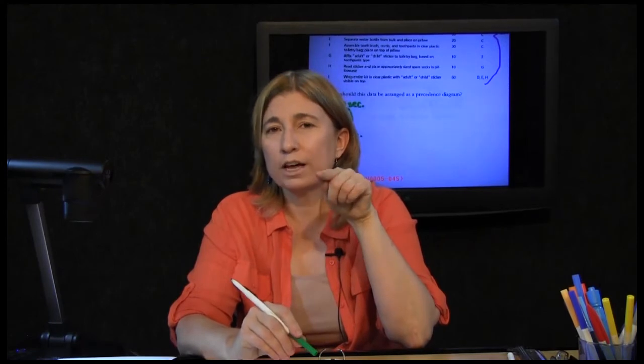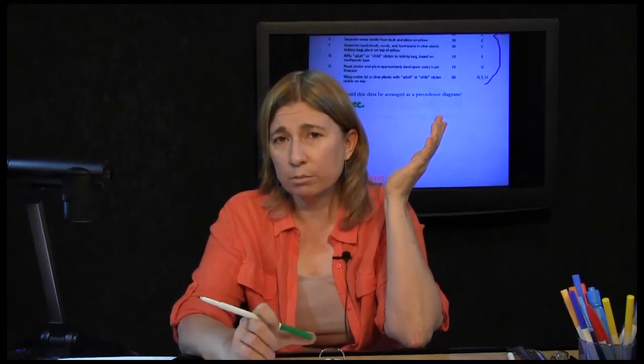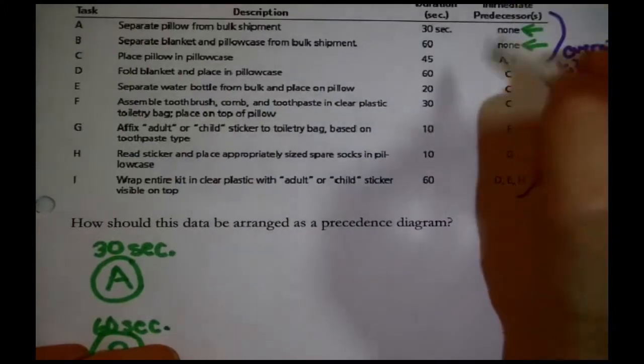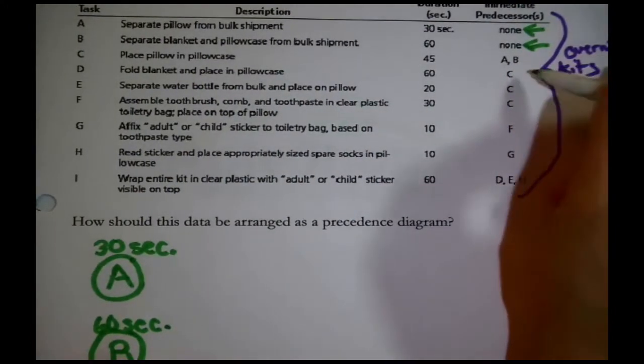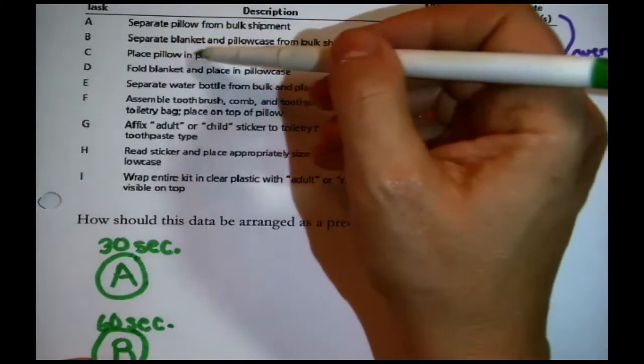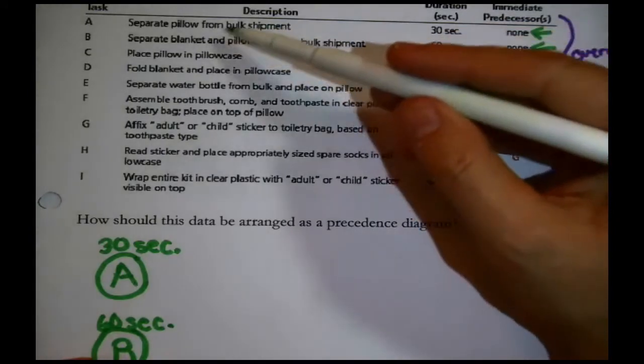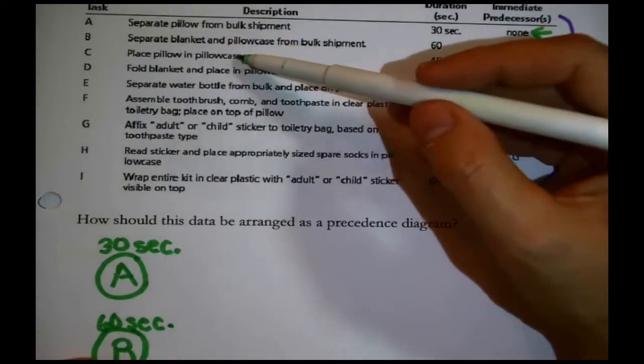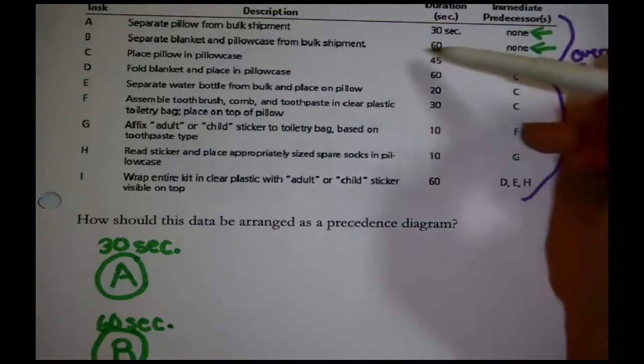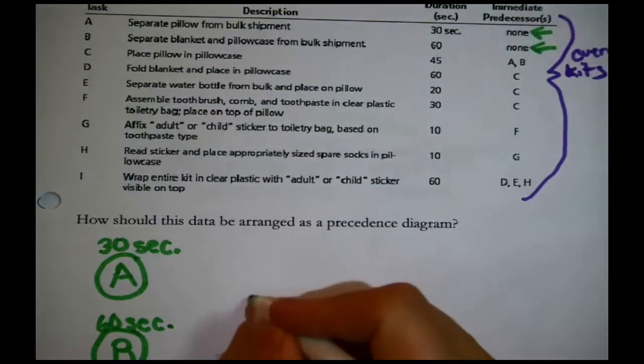Now for any group of tasks, not just RDRS, work your way down the list and add all the tasks that have either A or B or A and B as immediate predecessors. So you have to review again. That's done, that's done. I notice that C, place pillow in pillowcase, has A and B as immediate predecessors, and that makes sense. You'd have to separate the pillow and separate the pillowcase before you could place the pillow in the pillowcase. It's time to add C to the diagram.